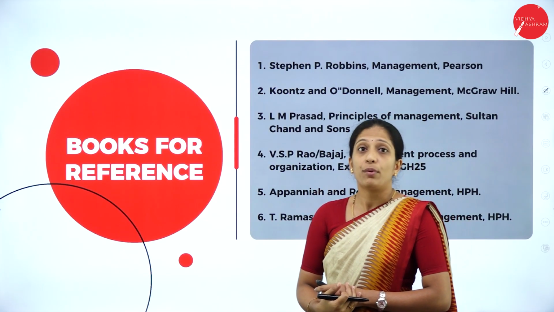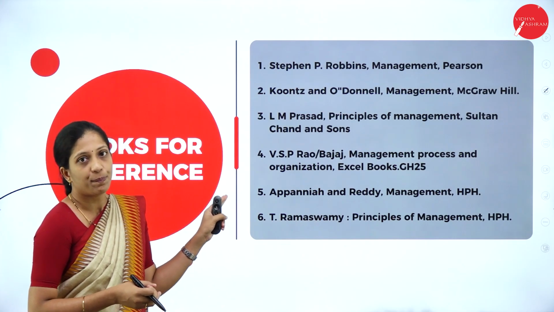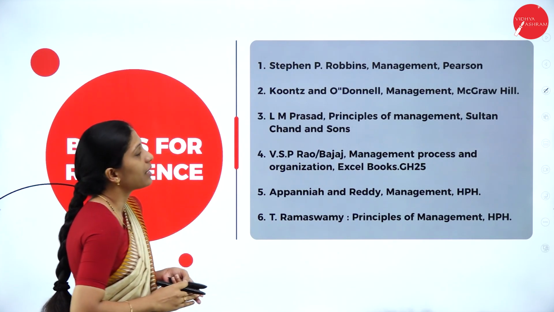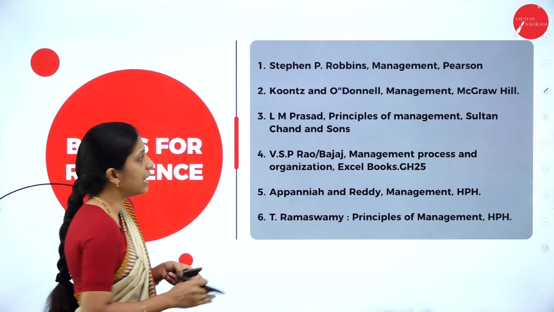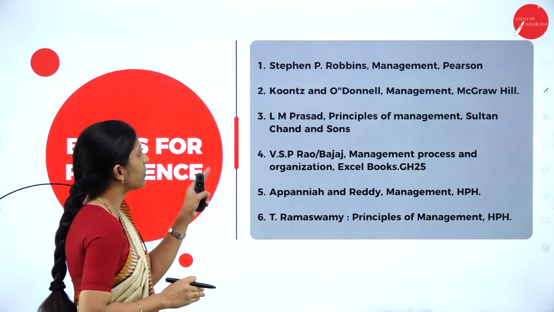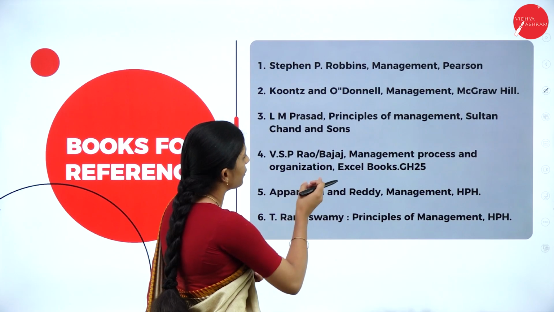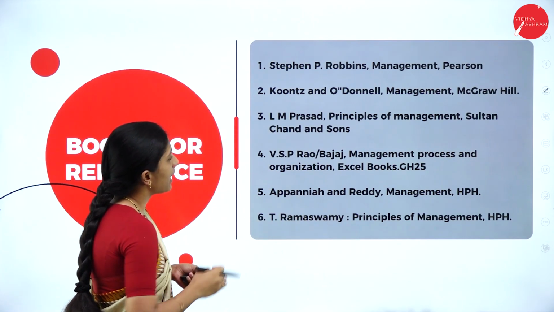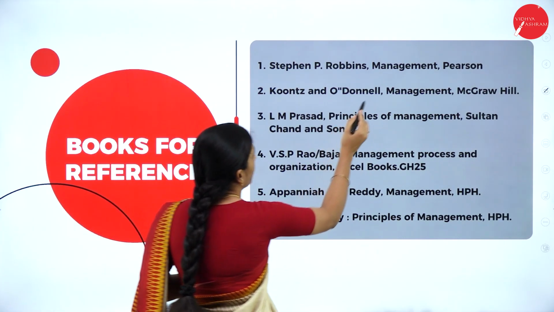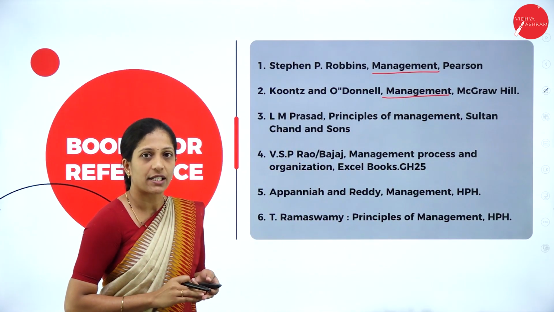Now let us see what books they have given to refer as per your Mysuru University. These are the prescribed books you have to refer for this particular subject. That is Stephen P. Robbins, Management, Pearson; Koontz and O'Donnell, Management, McGraw-Hill; L.M. Prasad, Principles of Management, Sultan Chand and Sons; V.S.P. Rao, Bajaj, Management Process and Organization, Excel Books. Next, Appanaiah and Reddy, Management, then T. Ramaswamy, Principles of Management. So these are the names of the books you can refer for this particular subject.